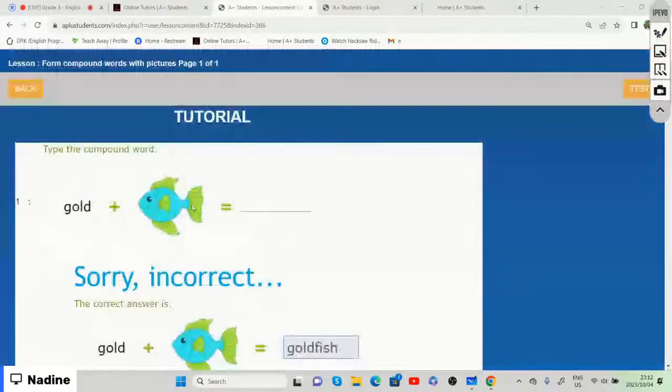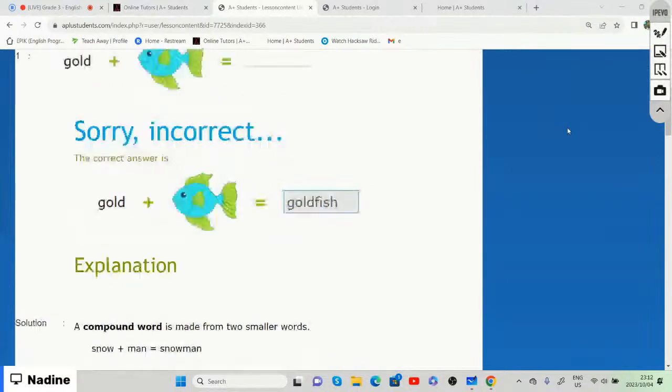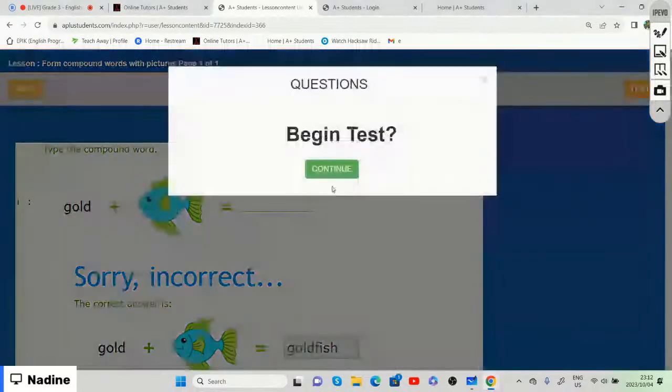All right, so that is us forming compound words with pictures, right? Either a word was given and a picture, and we had to put those two together, or you had to fill in a missing word, and then you had the compound word. A compound word is made up of two smaller words, and if you put those two smaller words together, you will get one big word. The meaning changes now of that word also. So compound words. All right, so now we're going to our test.